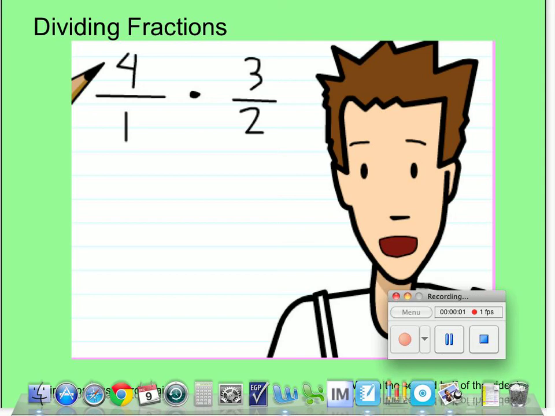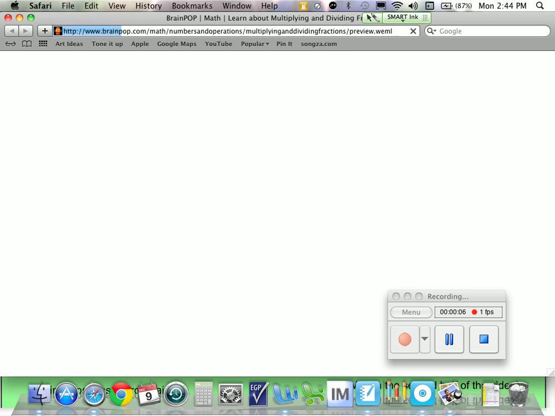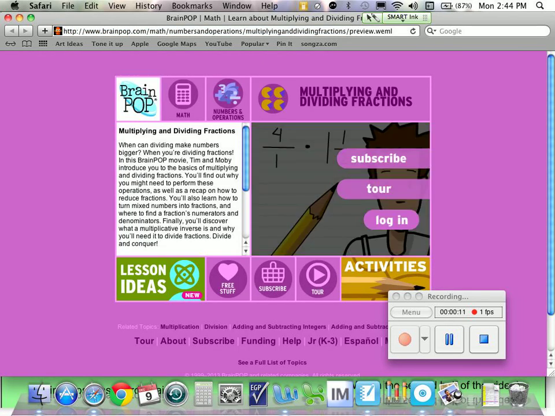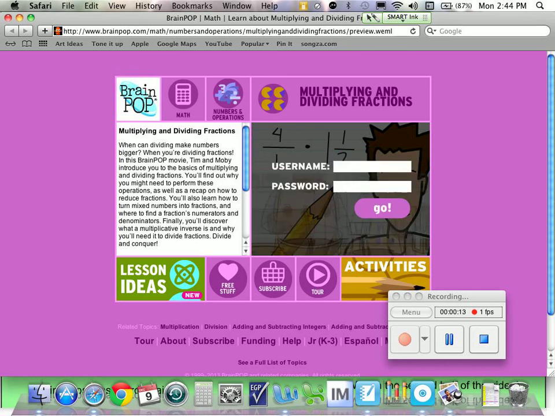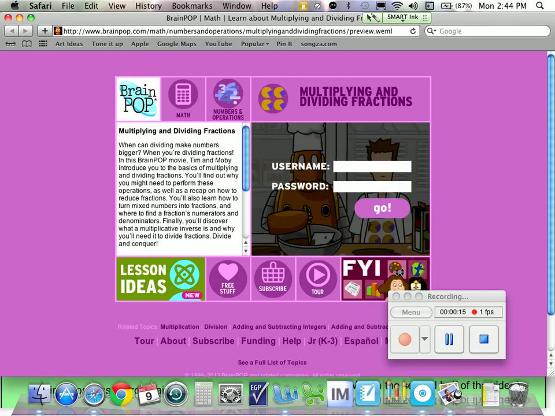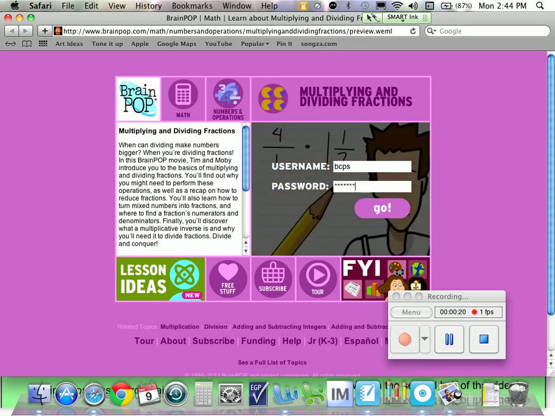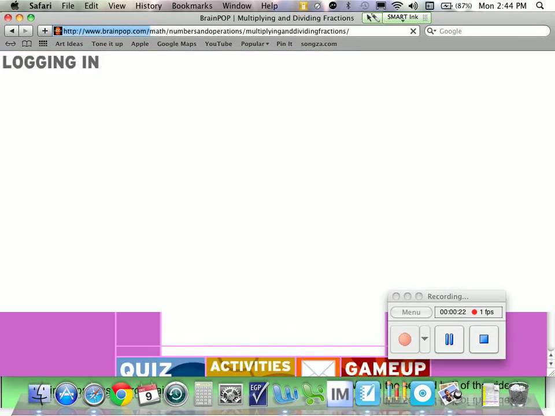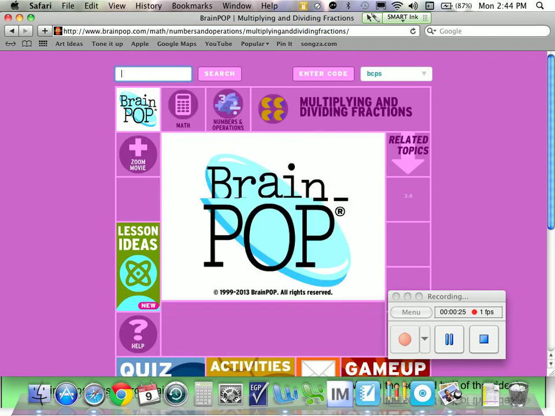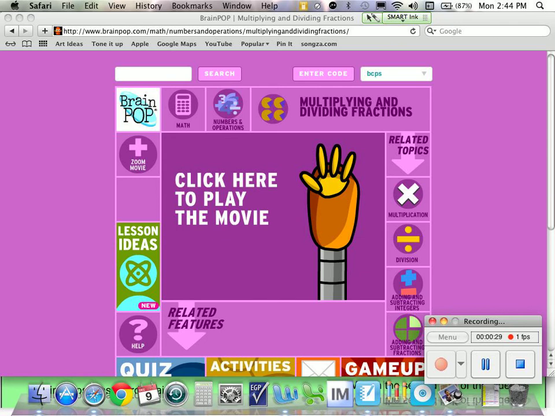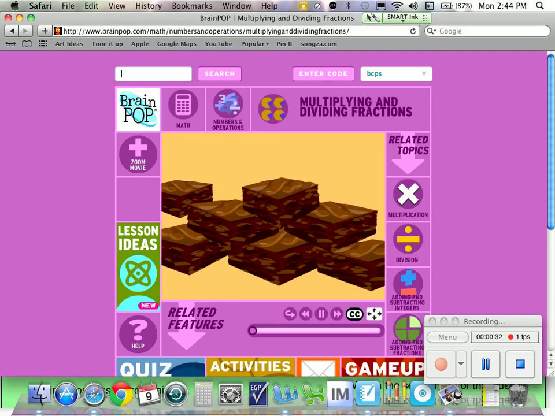Today we're going to be talking about dividing fractions. So here's what Tim and Moby have to say about dividing fractions.